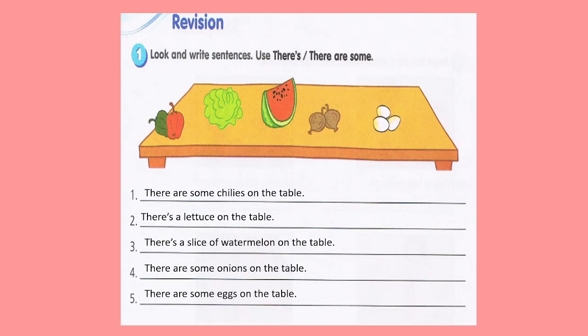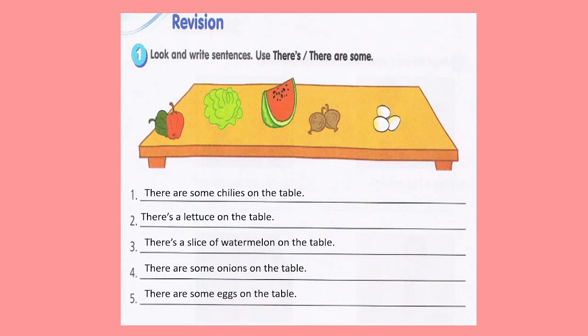The second is "there is a lettuce on the table." Third, "there is a slice of watermelon on the table." You cannot eat watermelon as is, because the skin is very hard and you can break your tooth. So you cut it and it becomes a slice. You can cut it up to, I don't know, a dozen slices, but who can eat a dozen slices of watermelon, right? So there is a slice of watermelon on the table.